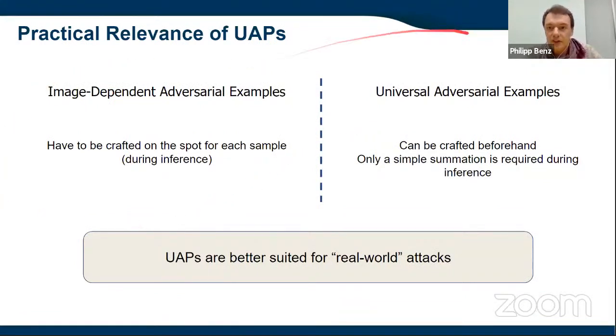I already mentioned this a little bit. Image-dependent adversarial examples also have one thing. If we think about practical relevance, for image-dependent adversarial examples, we have to craft them for each sample, right? So if I really want to attack a system and I don't know which images are coming in, then I have to craft them on the spot. Whereas if I can get my universal adversarial perturbation somehow into a system and always add it to any sample that I encounter, I would say this would be a more realistic attack scenario.